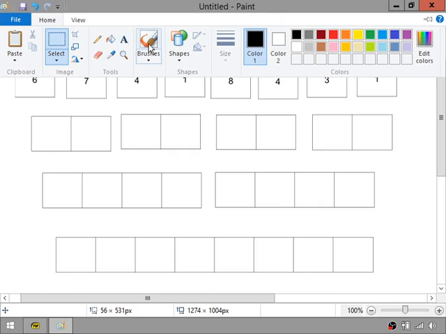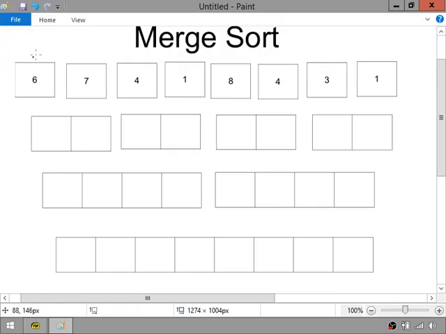Alrighty then, so we've got our list. What we're going to do first is take a look at just 2 items on the left. And we're going to decide which is the smallest of those 2. 6 is smallest, isn't it? So we'll put in 6 first, followed by 7.